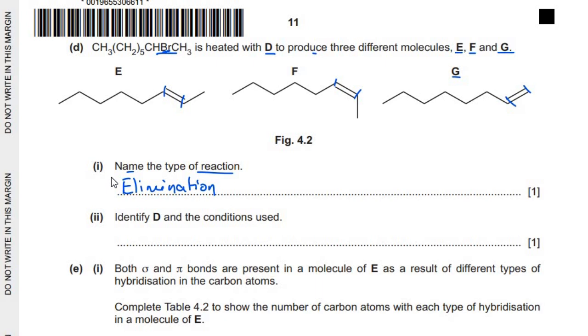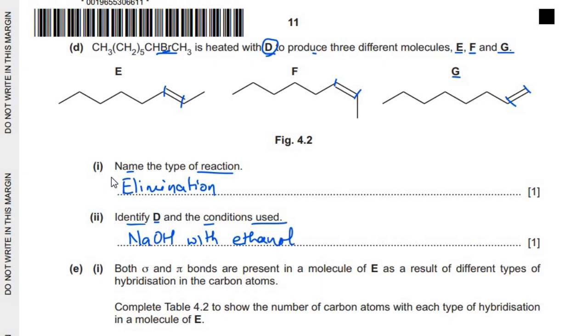Now the second part is identify D and the conditions used. Now D is a reagent which is used for this reaction. So for the elimination reaction, reagent used is NaOH, but not in aqueous form. Remember, if we use an aqueous NaOH, then the bromine will be replaced by the hydroxyl group to form an alcohol. Now that is not going to happen. We have an elimination reaction, so we have NaOH in ethanol. So you can even write ethanolic NaOH.